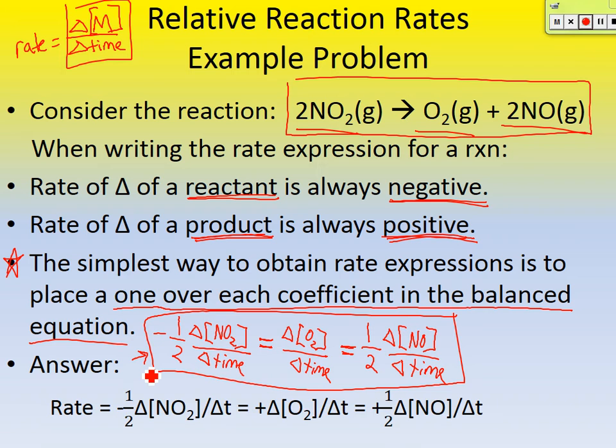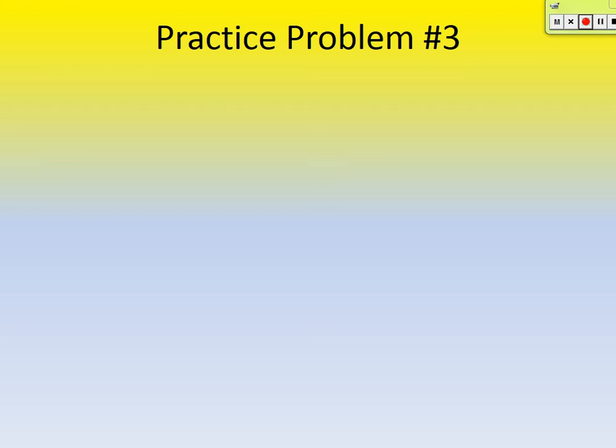Okay? And so let's see if we got that right. A negative 1/2 times the rate of NO2 is equal to, this one's positive, we kept it positive, the change in concentration of oxygen over the change in time is equal to positive 1/2 times the change in concentration of NO over the change in time. And so we did get it right. It's known as the rate expression. I've got a lot of practice problems coming up. Please stay with me. I promise if you pay attention, we'll get this by the time we're done.